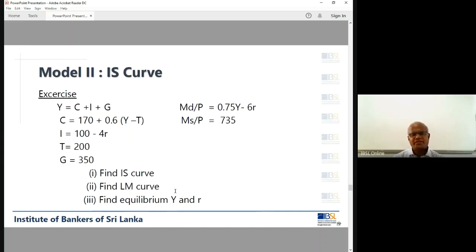Just keep substituting, that's all. It's simple. IS curve: the relationship between income and interest rates so that the goods market is in equilibrium. LM curve: the relationship between income and interest rate so that the money market is in equilibrium. Demand equals supply in the equilibrium. It will work out.